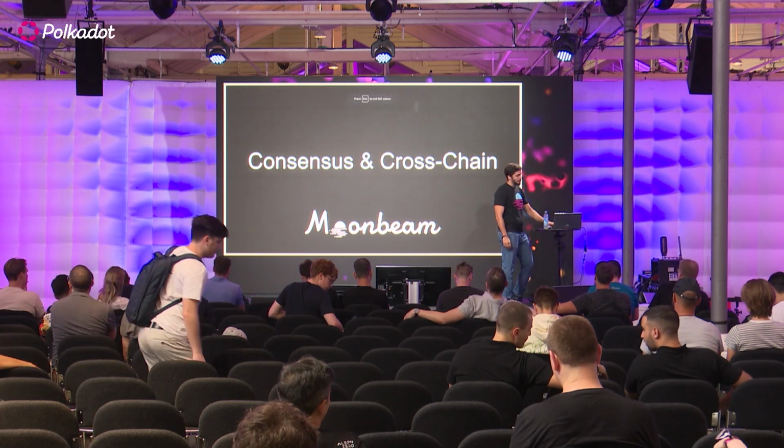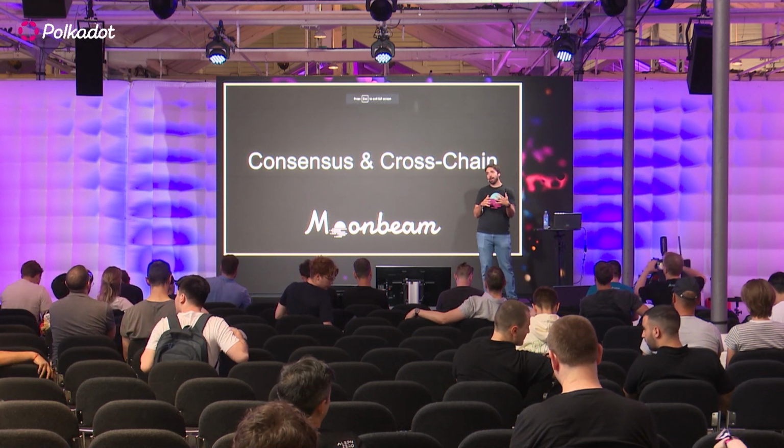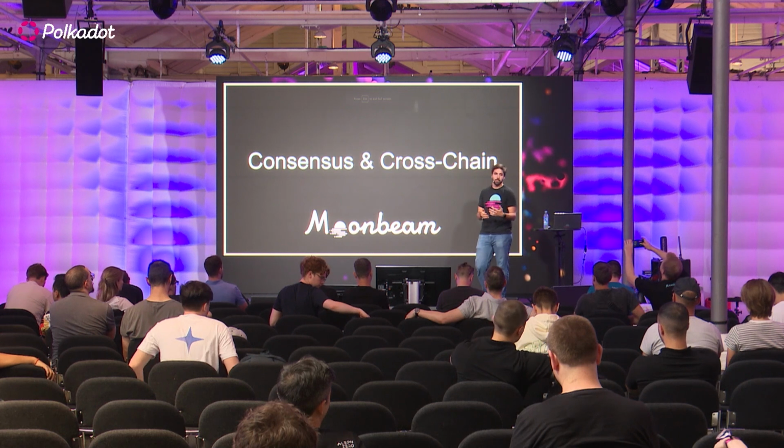But before we do this, let's take a step back and think about consensus and cross-chain, right? When we have two completely isolated consensus systems, we have blockchain 1 with consensus 1 and blockchain 2 with consensus 2. They don't really know each other. They don't really know that the other one exists. And that is the current situation with a lot of ecosystems out there, but not Polkadot. And we'll get to that.